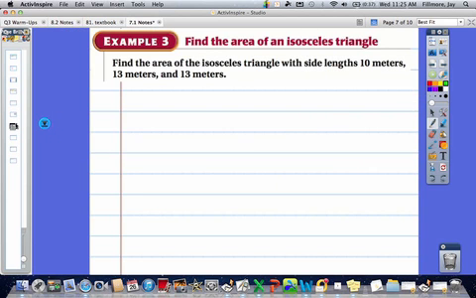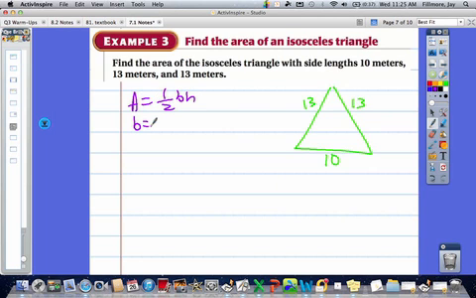There it is. Find the area of the isosceles triangle with the side lengths 10, 13, and 13. So let's draw this: 13, 13, and 10. We want to find the area. Well, the area formula for a triangle is 1/2 times the base times the height. In this case, we know the base is 10. We do not know the height.